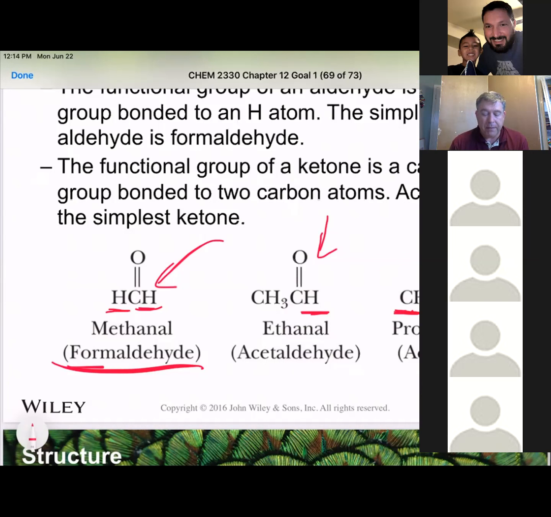And methanal, or formaldehyde, is the simplest aldehyde, and propanone, or the common name acetone, is the simplest ketone. It's the smallest organic compound that we can have as a ketone, because we have a carbon bonded to each side of that carbonyl.